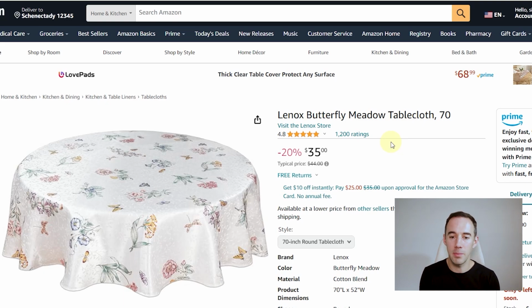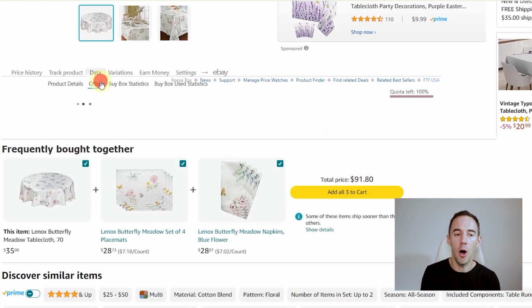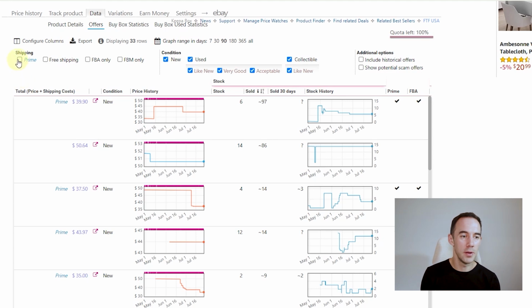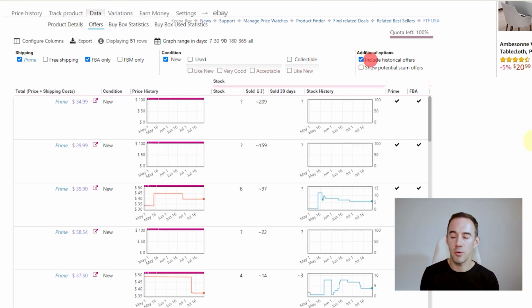So let's scroll down the Keepa chart right now. First thing, I'm going to jump over to the data tab. I'm going to go to offers. I'm going to be looking at what the stock levels are for other people on that listing. And I'm going to use that information to help me make an informed decision about how many I should be buying for my business. So once this is loaded, remember we're going to load up Prime. We do FBA only. And we turn off used and turn off collectible, and we turn on historical offers count.